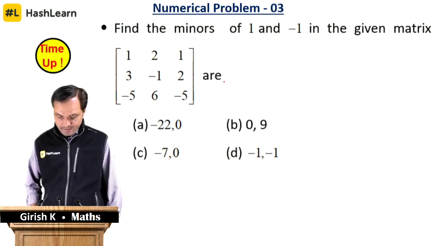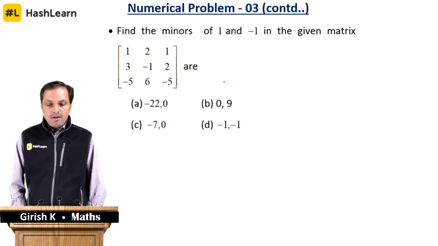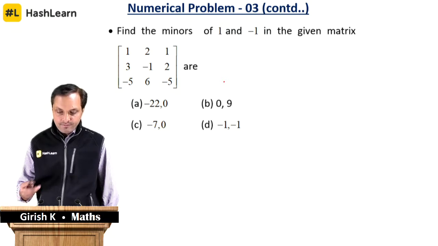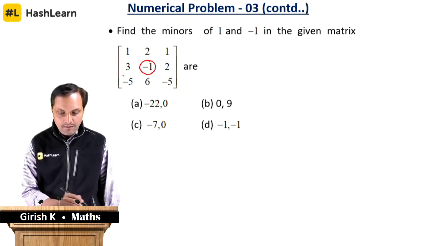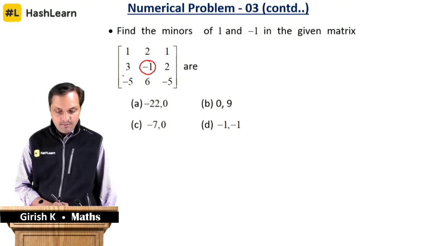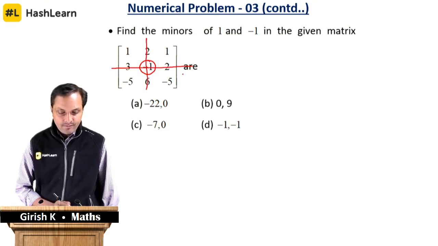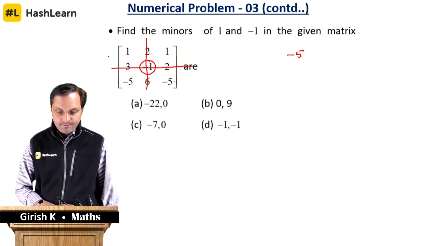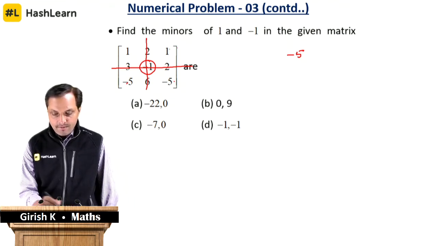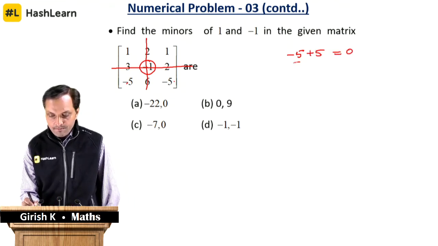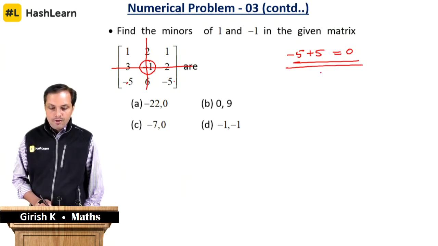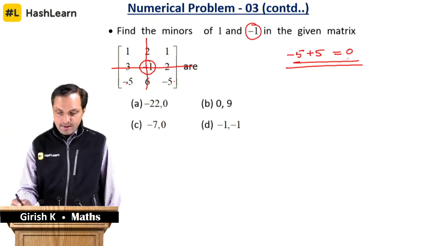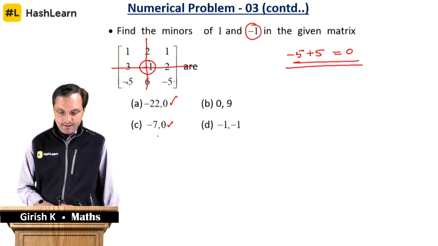Minors of 1 and minus 1 they are asking you. So let us see where is minus 1. So minus 1 is here. If you want the minors for minus 1, leave the row and column. So this is minus 5. Minus of minus 5 is plus 5. So that part will be 0. So for minus 1, you will have a minor as 0.